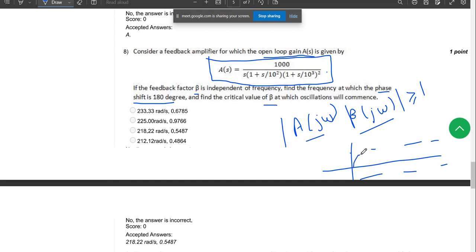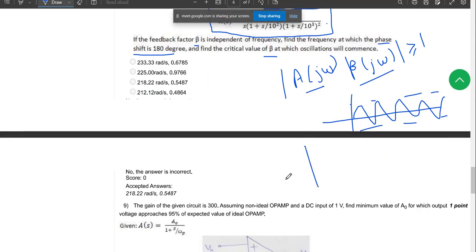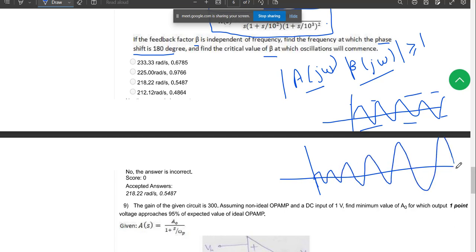The oscillations will be something like this, right? Whereas if mod of A(j omega) beta(j omega) is greater than 1, it means that it will keep on increasing throughout the time. So something like this it will be.